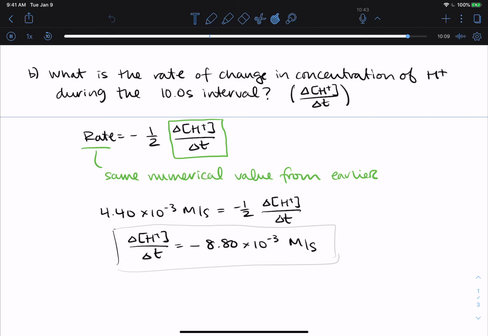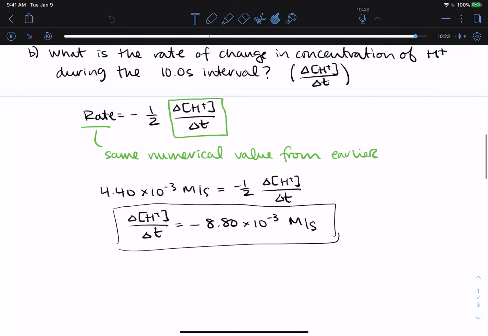So you can report how an individual component is changing with a negative sign. So in this case, that negative is reminding us that this is a reactant. So the concentration of H plus is changing in a negative way because it was a reactant. But if I then took this number and used it to calculate the rate of the reaction based on the definition, I would get a positive value for the overall rate of the reaction.